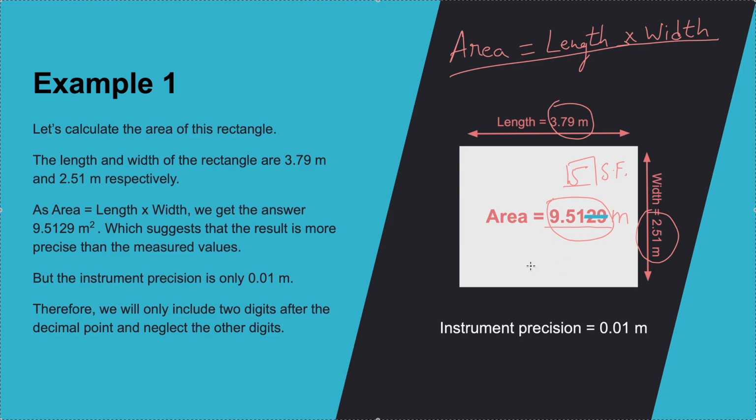So from this example, we can conclude that the final calculated value must have the same precision, in significant figures, as the measuring instrument. So moving on to the next example, which is the same as this one, by the way, but it will come with a little twist to further solidify your understanding.